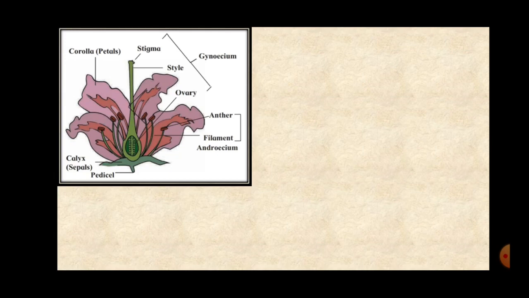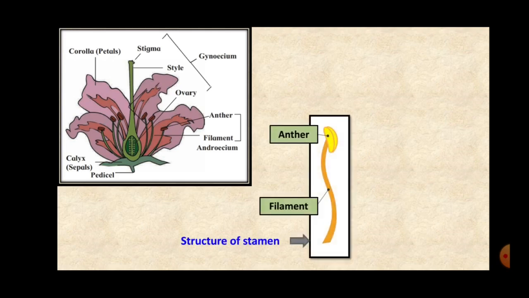Then let's go to the essential whorls, which are androecium and gynoecium. Androecium is the male reproductive part of the flower. A single unit of androecium is called a stamen, and gynoecium is the female reproductive part of the flower, and a single unit of gynoecium is called a carpel or pistil. So these are the different parts of the flower. Now let's study in detail about androecium and gynoecium.